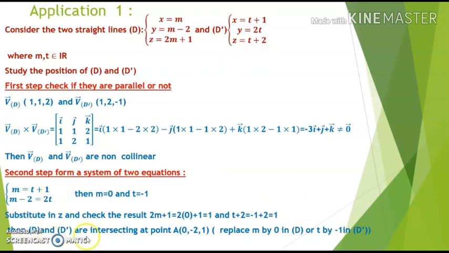Then the two straight lines are intersecting at a point. We need to find the coordinates of this point. By replacing m by 0 or t by minus 1, we get the same result. Then if we replace m by 0, we get x equals 0, y equal minus 2, and z equal 1. Then the two straight lines are intersecting at point A(0, minus 2, 1).